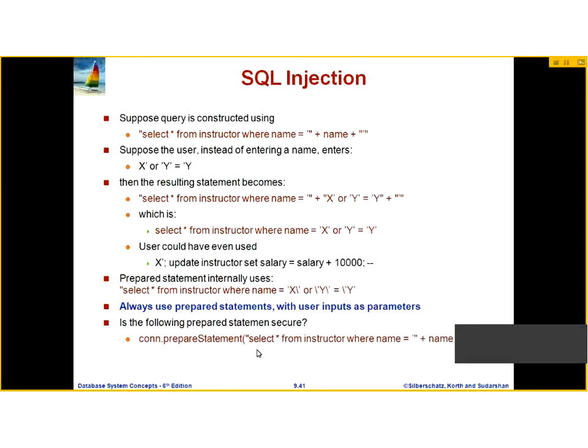Now let's talk about SQL injection. Suppose a query is constructed using this clause. Suppose the user, instead of entering the name, enters X or Y. Then the resulting statement becomes this, which is different. The user could have even used X; update instructor set salary, or something in this way.